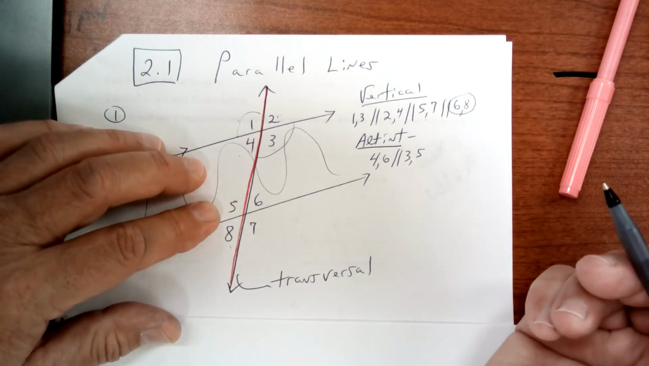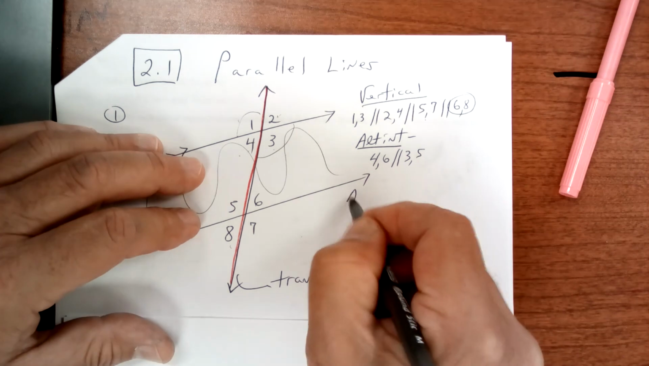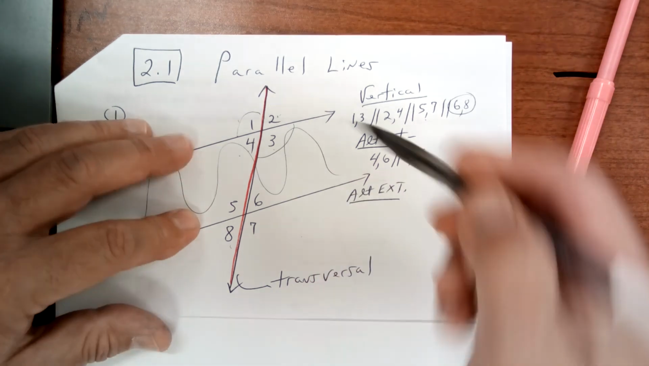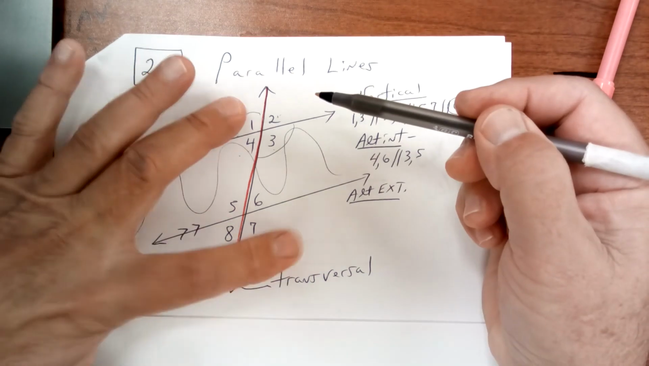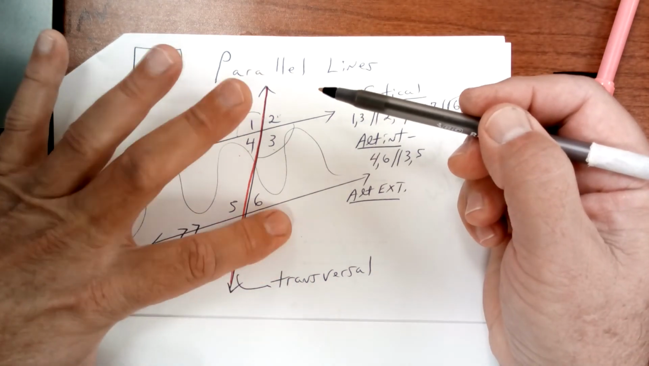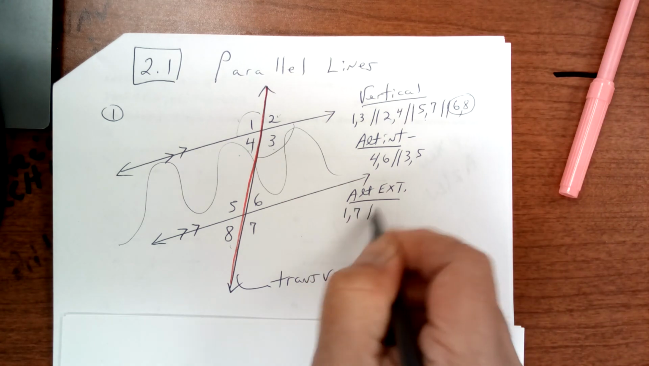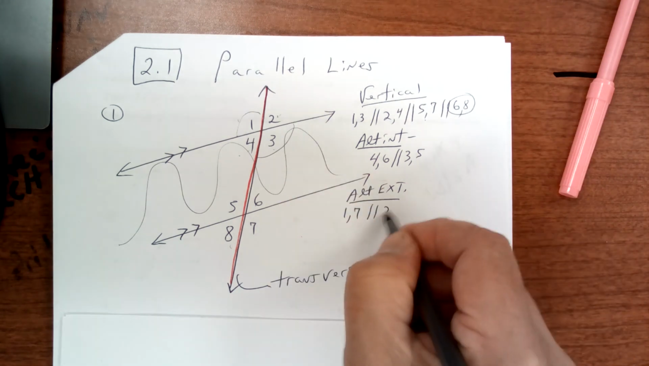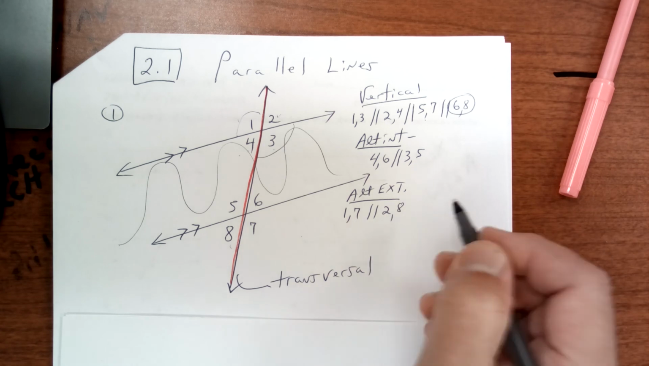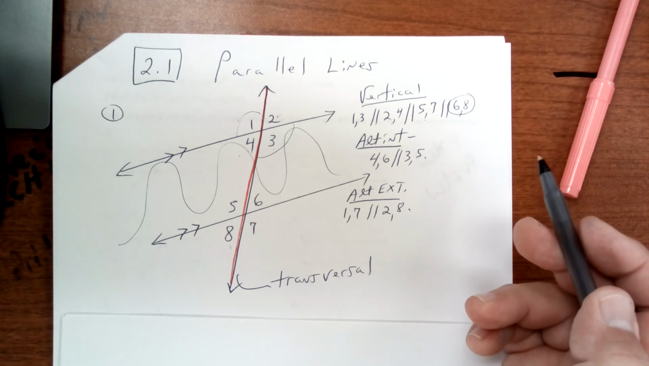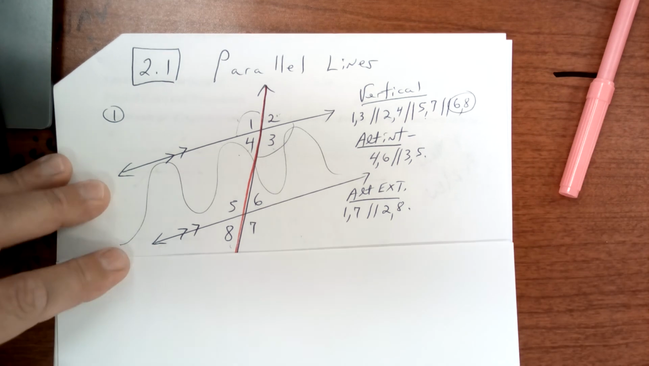The next one would be alternating exterior. So alternating exterior would be like on the outside, but going across that pink line. So it'd be 1 and 7, and 2 and 8. Okay, those are your alternating interior and alternating exterior. You need to know those. So try to memorize them. The sooner you do, the better off you are.